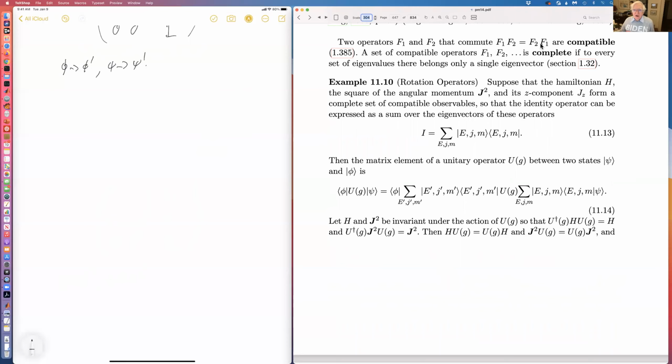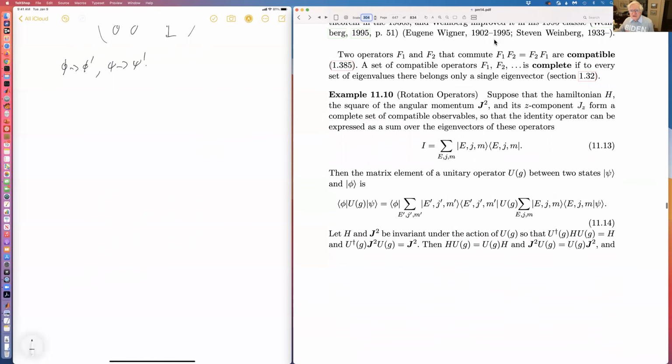Two operators that commute are said to be compatible in quantum mechanics, and a set of compatible operators is said to be complete if to every set of eigenvalues, there's only a single eigenvector. In other words, you could use these physical operators to distinguish any two physical systems. So you might have a beam of electrons all moving in the same direction at the same speed. How can you tell them apart? Well, by their spin or the z component of the angular momentum. That was first exhibited by Stern and Gerlach a long time ago.